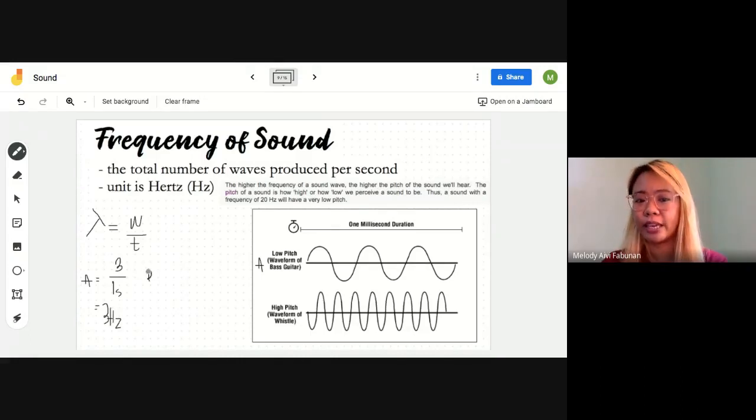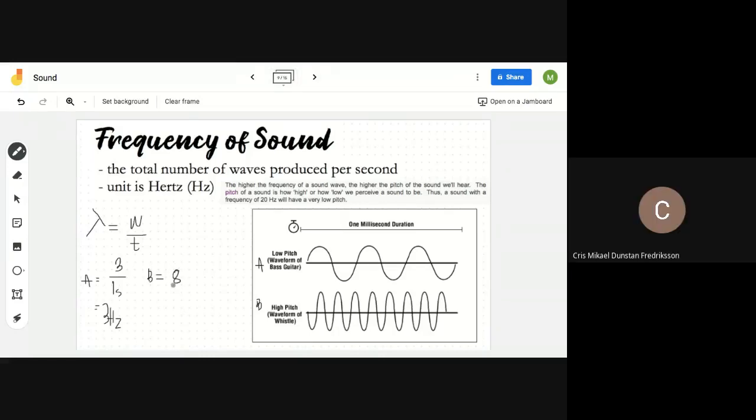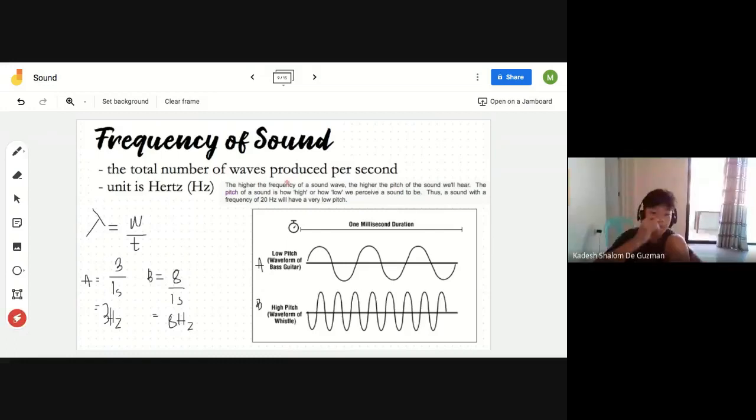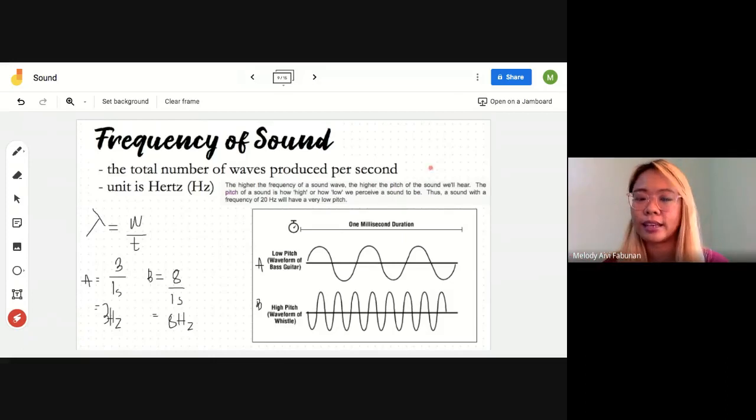Whereas for letter B, how many waves do we have in sound letter B? Anybody from the class? 8. We have 8, and we have still the same time, which is 1 second. So for our frequency for sound letter B, we have 8 hertz. So magkaiba yung kanilang frequency. Okay? And sabi niya dito, Sir, kailangan ba dapat second? Kasi per second nakalagay sa definition. Pag ang nakasulat per second, yes. 1 second naman to, yung kanyang time.